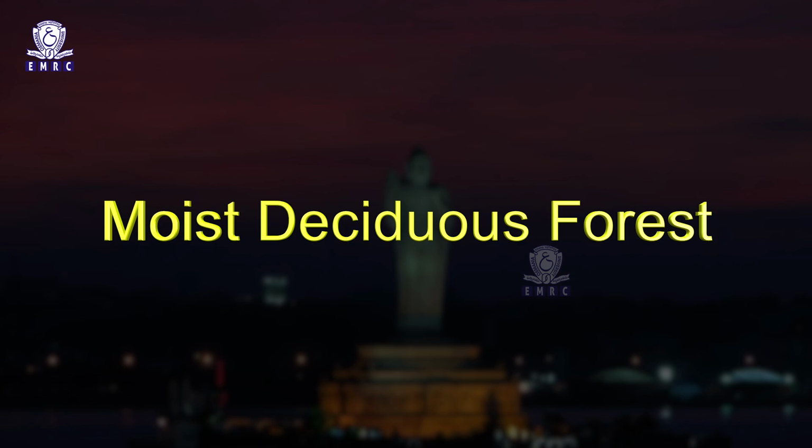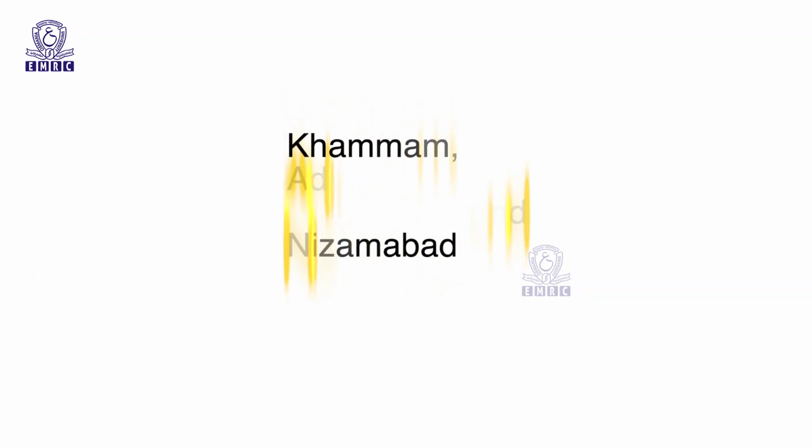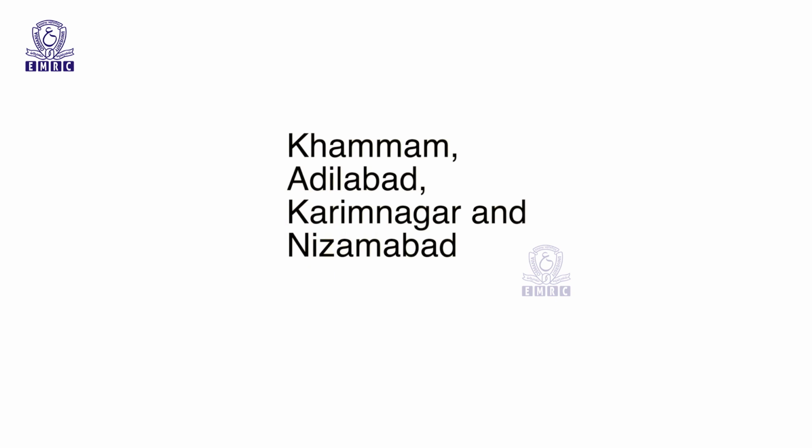Moist deciduous forest. This type of forest grows when the rainfall is 150 to 200 centimeters. The temperature in these forests will be around 24 to 28 degrees centigrade. The humidity will be 75%. This forest is most importantly found in erstwhile Khammam, Adilabad, Karimnagar and Nizamabad.